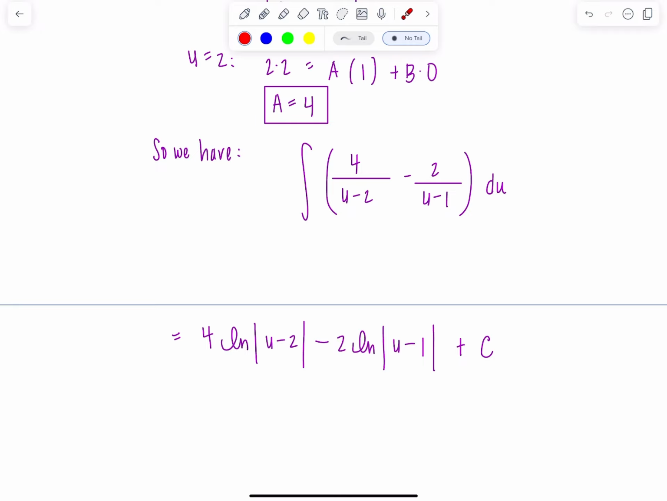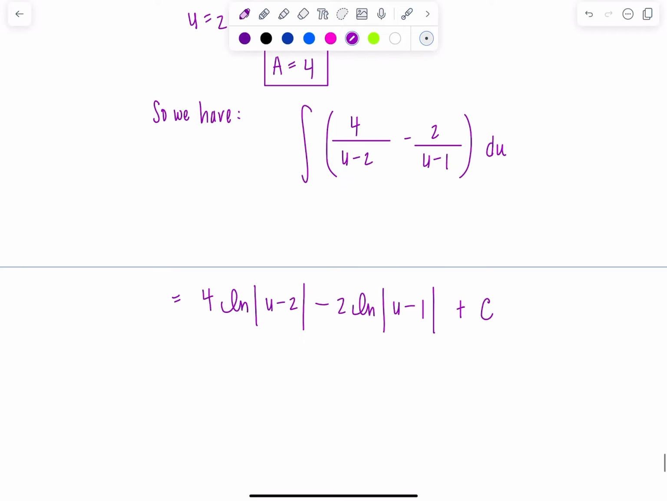Okay, I know you might feel really excited and want to box this, but this is not our final answer. Remember, the original integral was in terms of x, and we made the substitution that u was equal to rad x. So we got to go back to the OG variable: 4 ln absolute value rad x minus 2, minus 2 ln absolute value rad x minus 1, plus C. And now we are done.